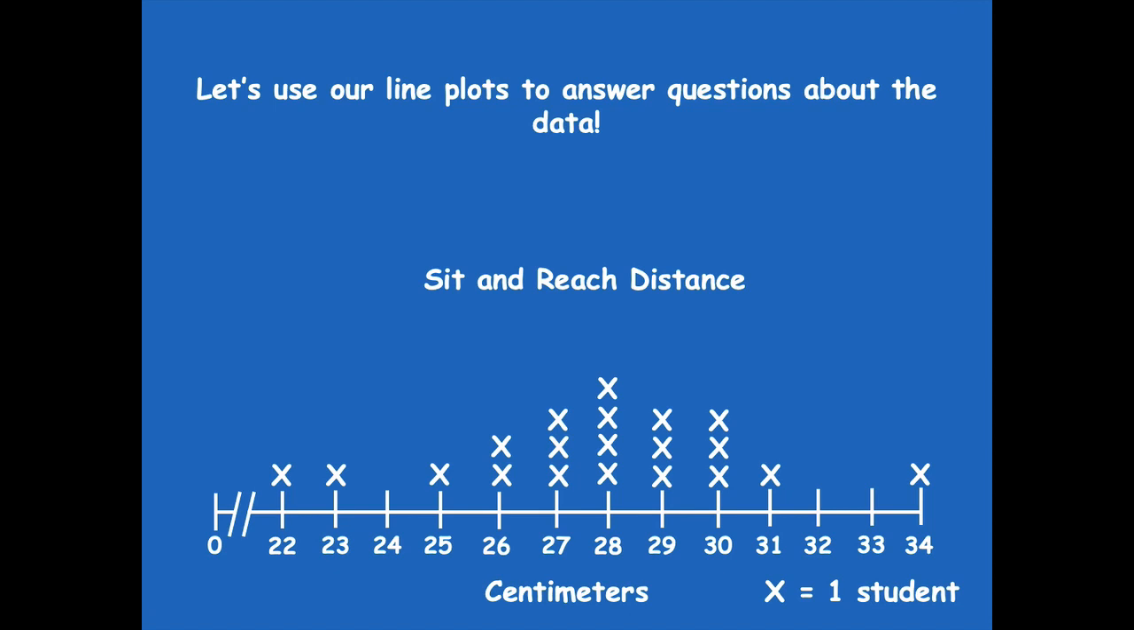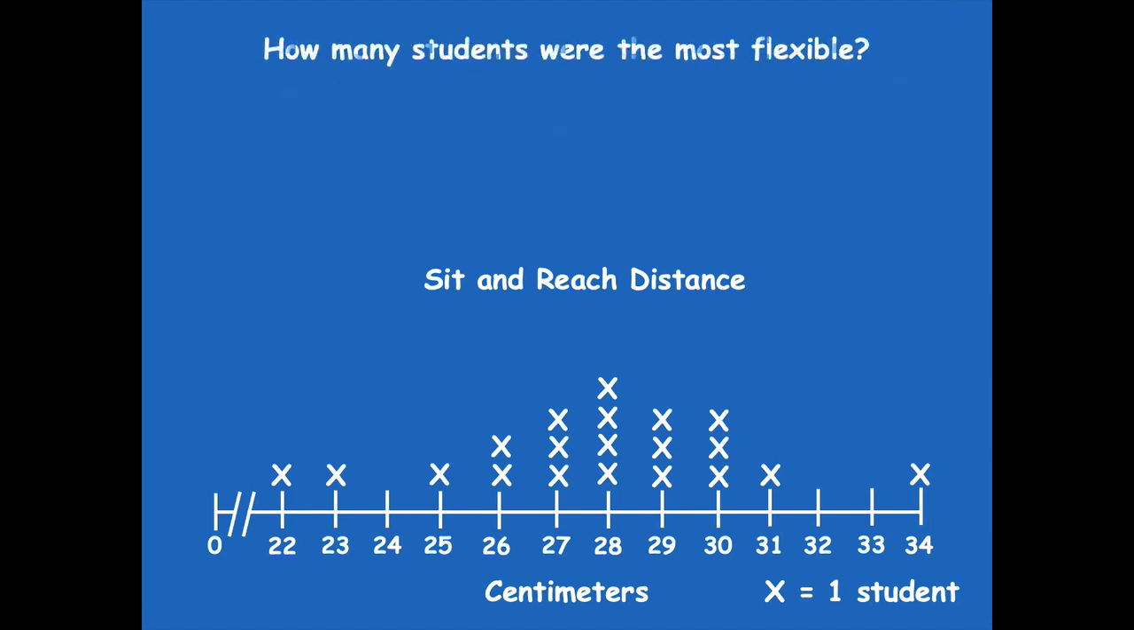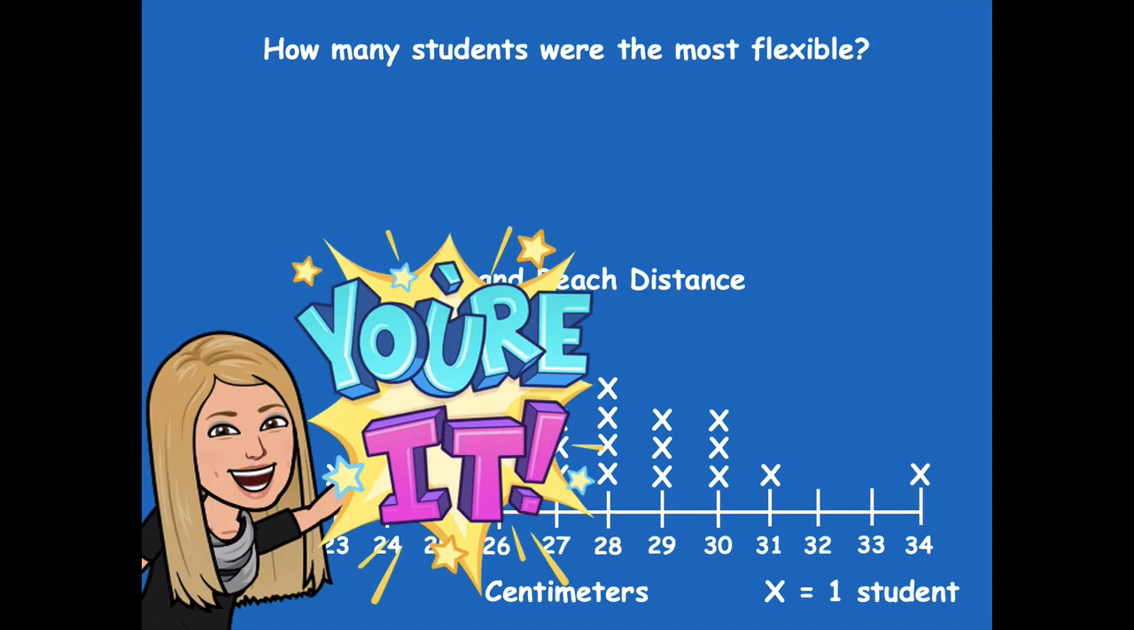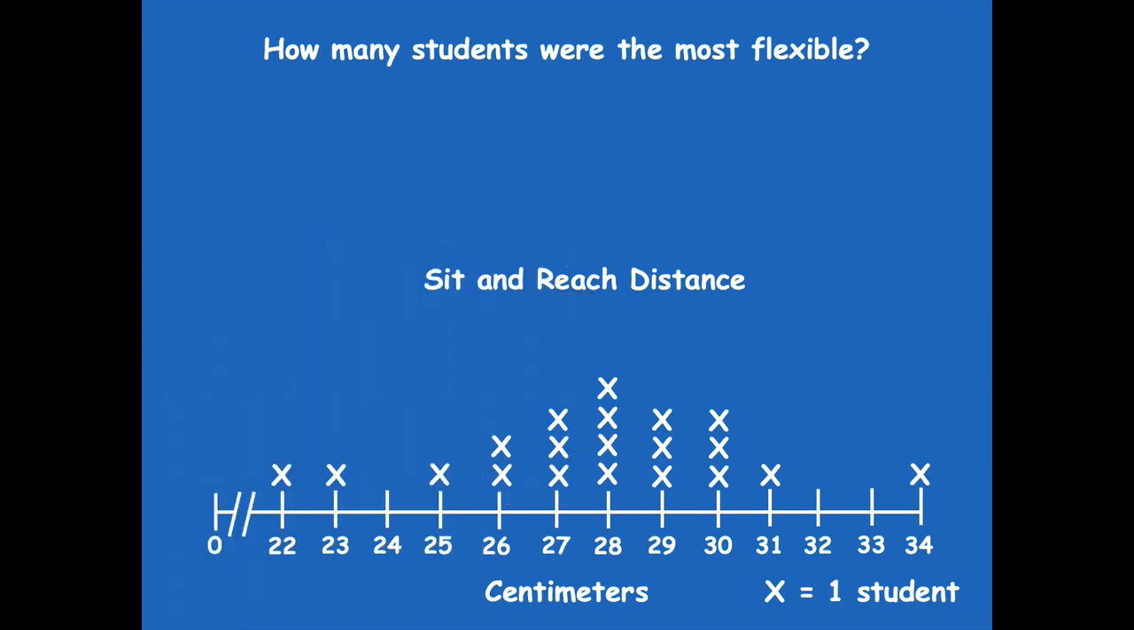So let's use our line plot to answer some questions about the data. How many students were the most flexible? So pause the video, find out how many students were the most flexible, and then click play when you're ready to go over it together. All right, friends, here we go. So this was my longest line on my line plot. So that tells me that it had the most students. So 4 students is my correct answer.